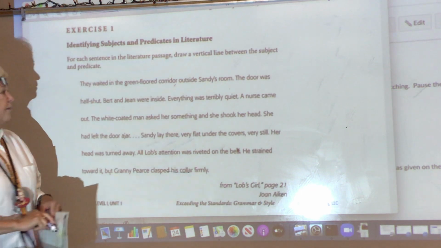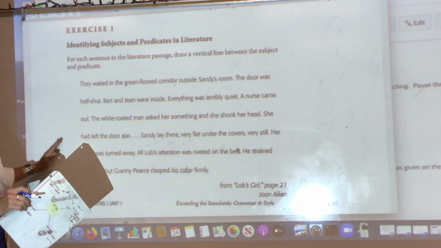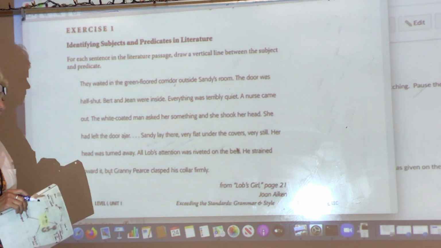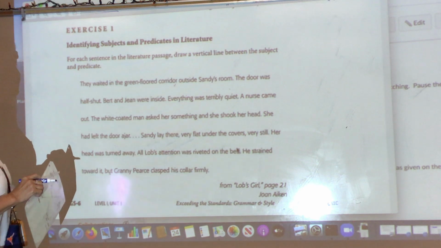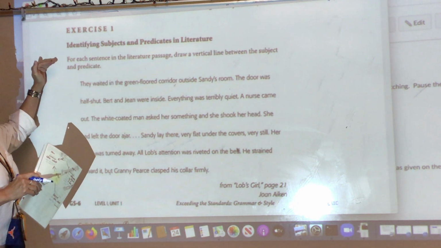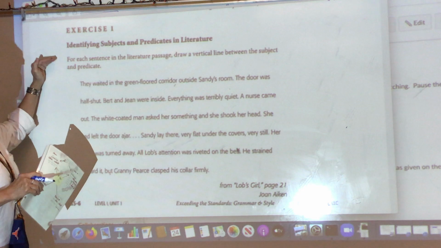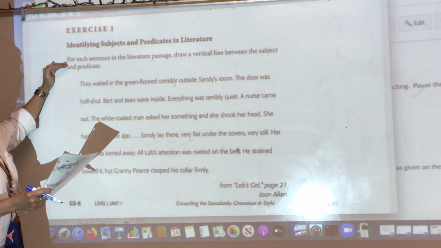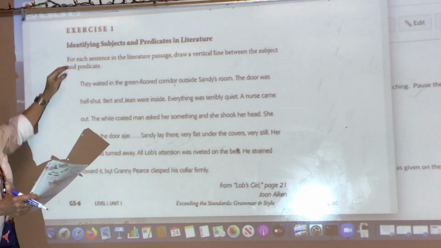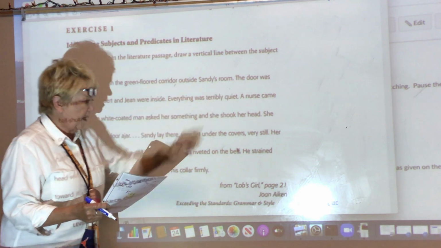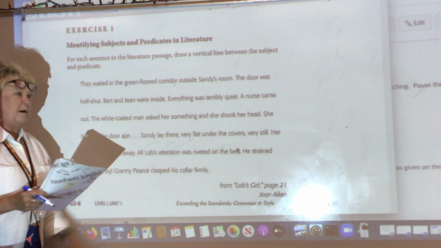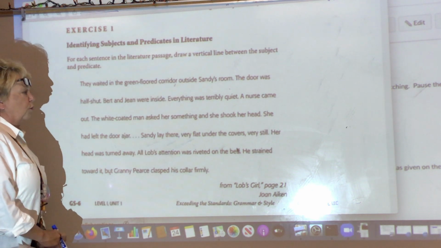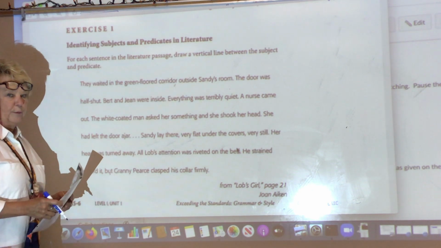We are going to be looking at this paragraph that comes from a story in your literature textbook called Lob's Girl. In this, we are basically going to be drawing a vertical line between the subject and the predicate of every one of these sentences. And there are a number of them here. They're not numbered. I'm going to do the first one with you, and then I'm going to jump down and do a trickier one down here with you. They waited in the green-floored corridor outside Sandy's room.